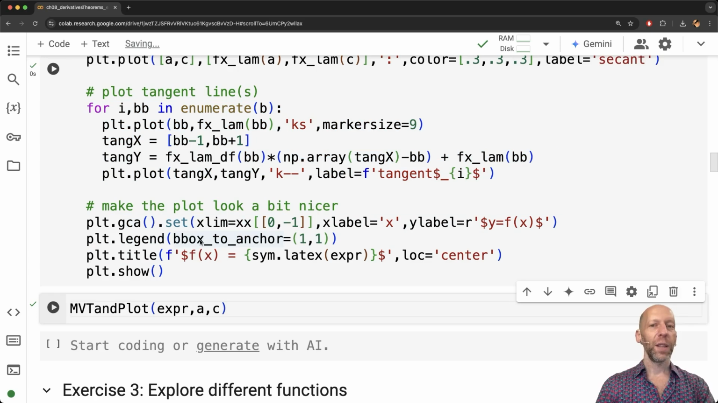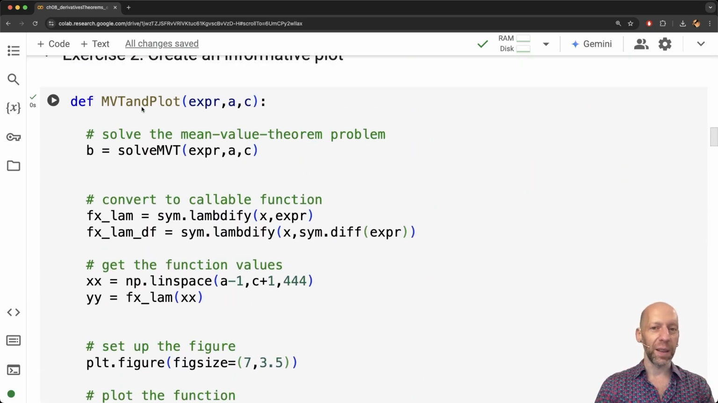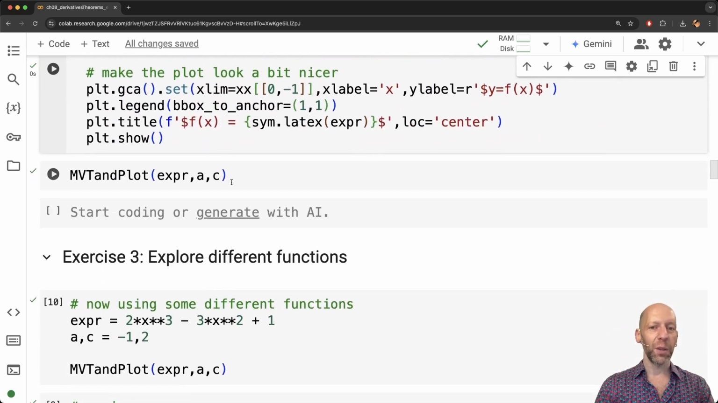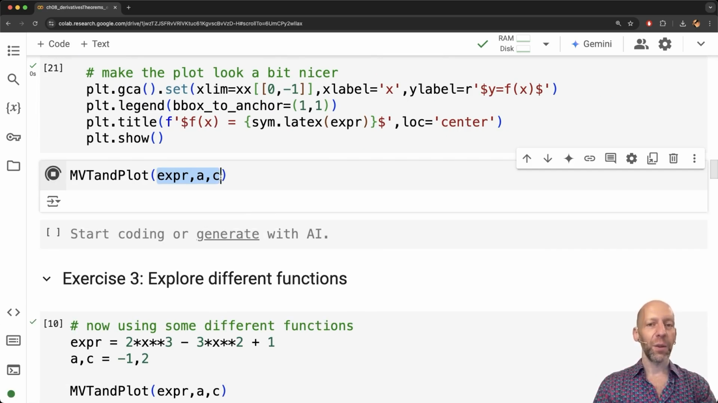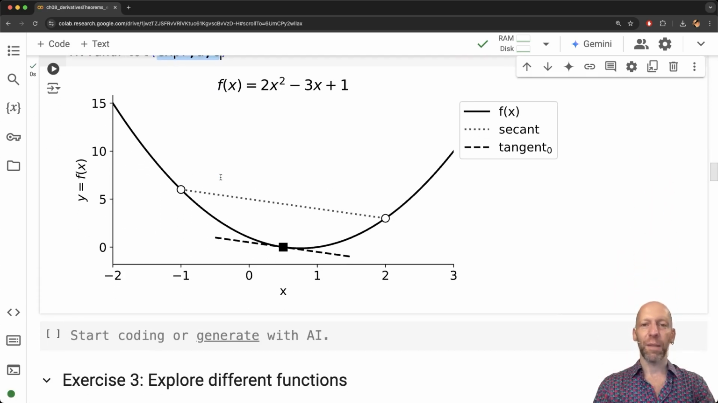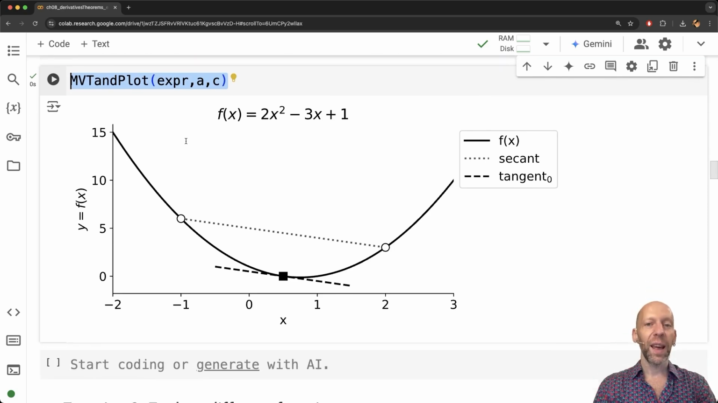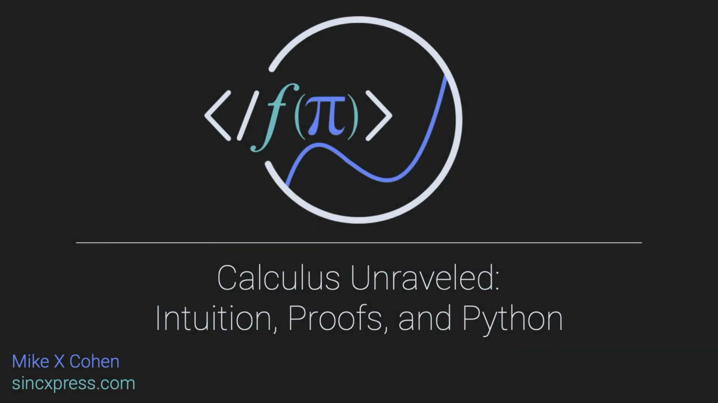Okay, run that code. Now, this code cell doesn't do anything because I'm just defining this function. So therefore, here I'm going to actually call the function using these variables that I defined in the previous exercise. And that's the function that creates the figure that I just showed. Okay, very nice. So this makes it really easy now to explore other functions and other boundaries. And that's what we are going to continue working with in the next exercise.